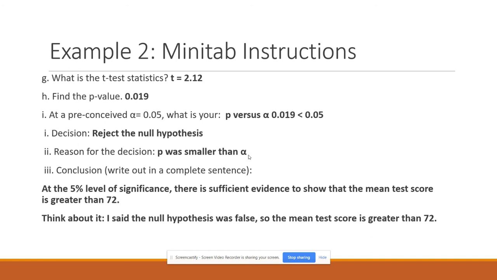Because I'm rejecting my null, I'm actually finding that it was greater than 72. So at the 5% level of significance, there is sufficient evidence to show that the mean test score is greater than 72. Again, think about it: I said that my null hypothesis was false, so that means my test score was greater than 72.